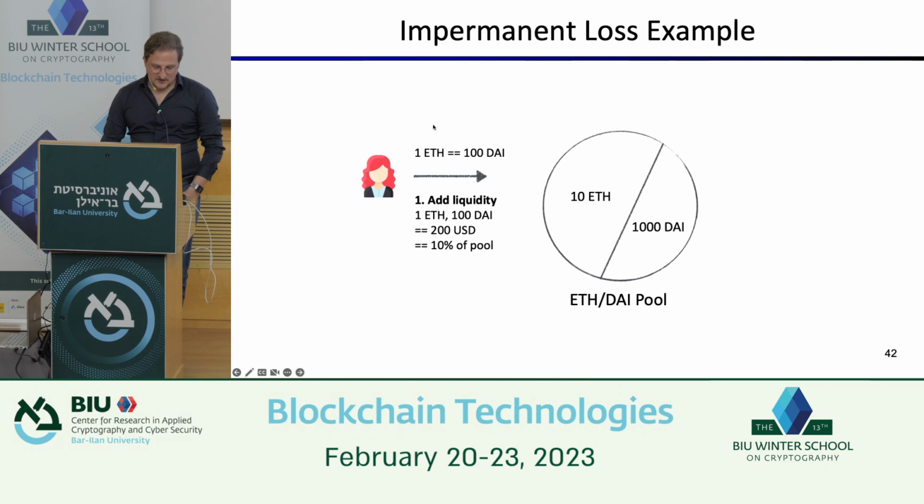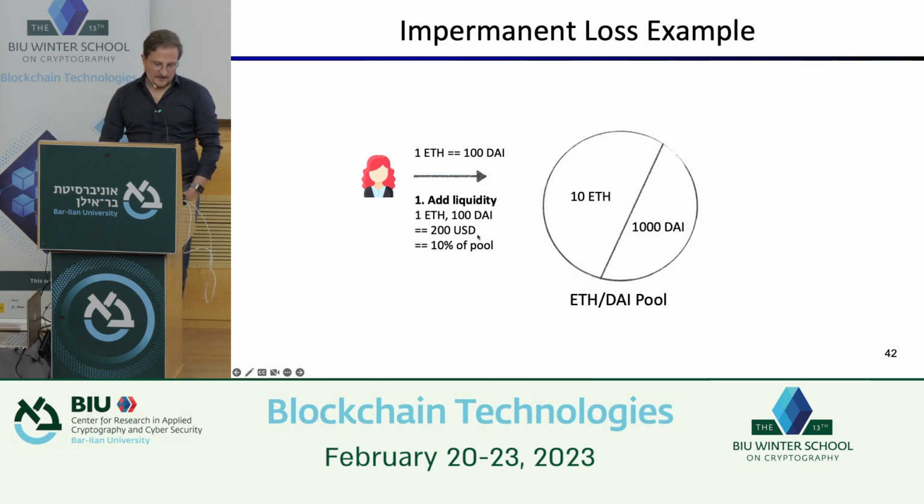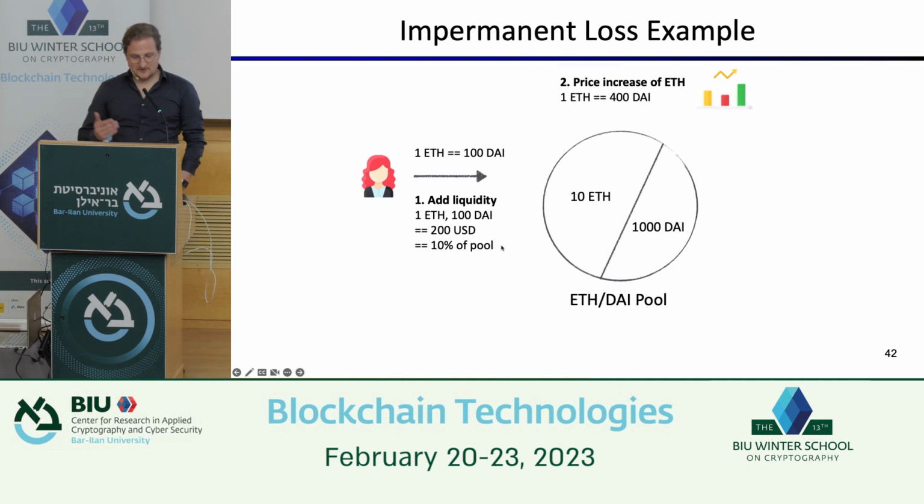So the exchange rate here is 1 Ether is 100 DAI, and let's assume for simplicity that 1 DAI is $1, right? Hence, we have $200 in the pool. Now, what happens? Crypto is volatile, right? So the price of Ether increases. Let's say it increases by 4-fold. It goes from 100 DAI to 400 DAI.